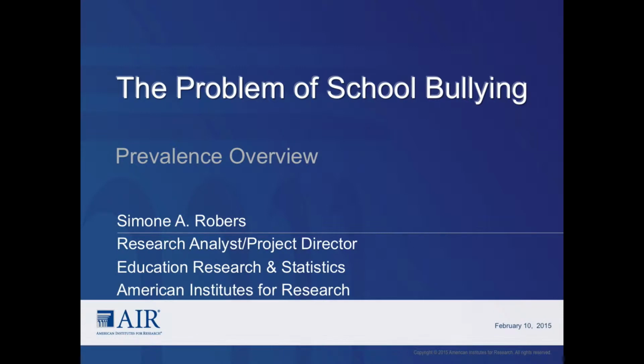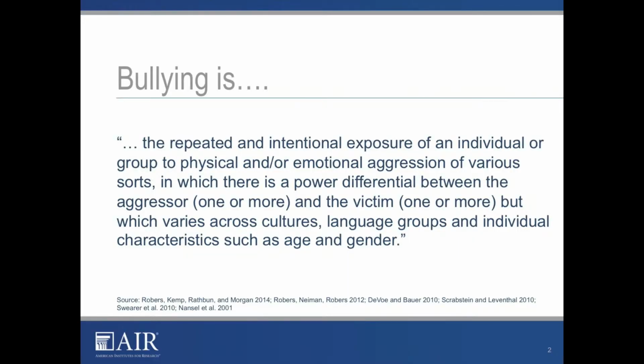So I'd like to start out with a quick definition of what bullying is. It's the repeated and intentional exposure of an individual or group to physical and/or emotional aggression of various sorts, in which there's a power differential between the aggressor and the victim, and it varies across cultures, language groups, and individual characteristics such as age and gender. Key terms to note here are the repeated intentional exposure in which there's a power differential.